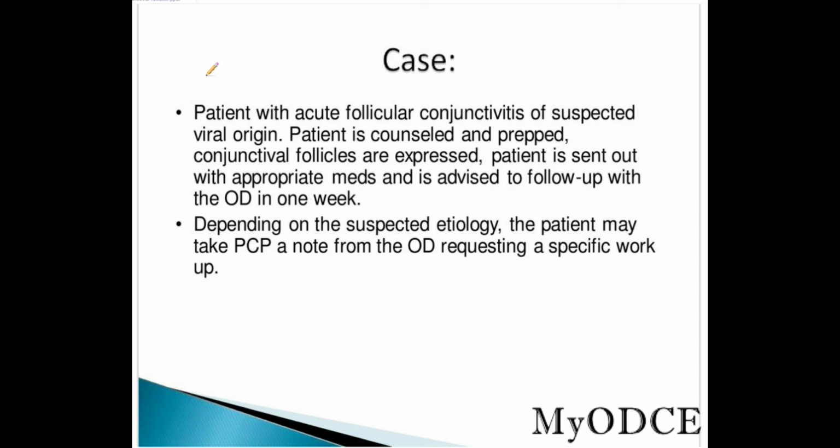Going back to the example that we're going to begin with now, let's say we have a patient with an acute follicular conjunctivitis that comes into our office, and we're going to, in summary, assume that this is viral in origin. So we've ruled out other etiologies, such as allergic conjunctivitis, bacterial infection, other forms of a systemic disease that require co-management. And let's say we decide that we want to perform expression of these follicles.